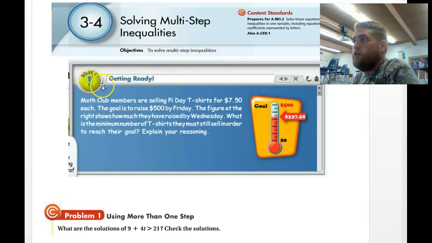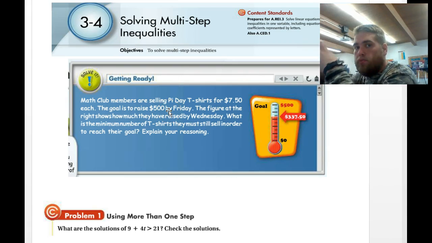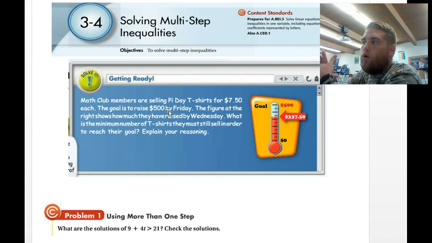Okay, guys, these are the 3-4 notes solving multi-step inequalities. And once again, what we're doing today is just taking everything we've learned over the past week and putting it together to form an entire problem. All the rules are the same. Everything is the exact same we've been doing. There's just one extra step in all these.